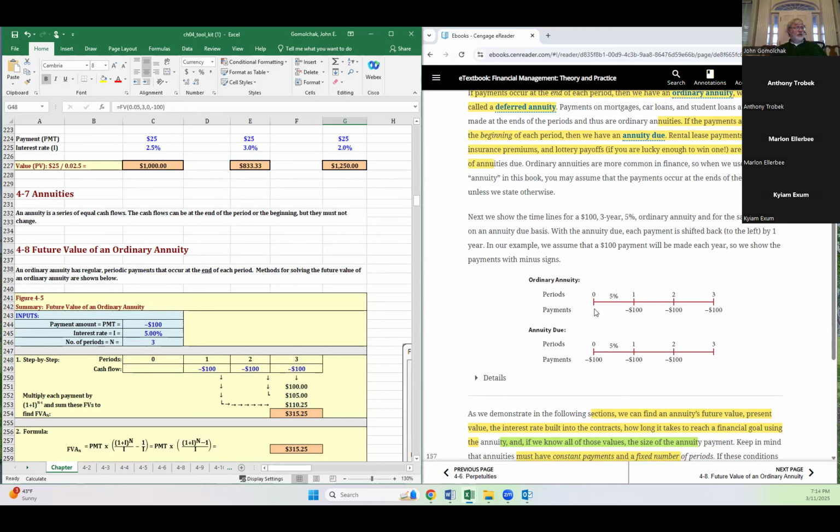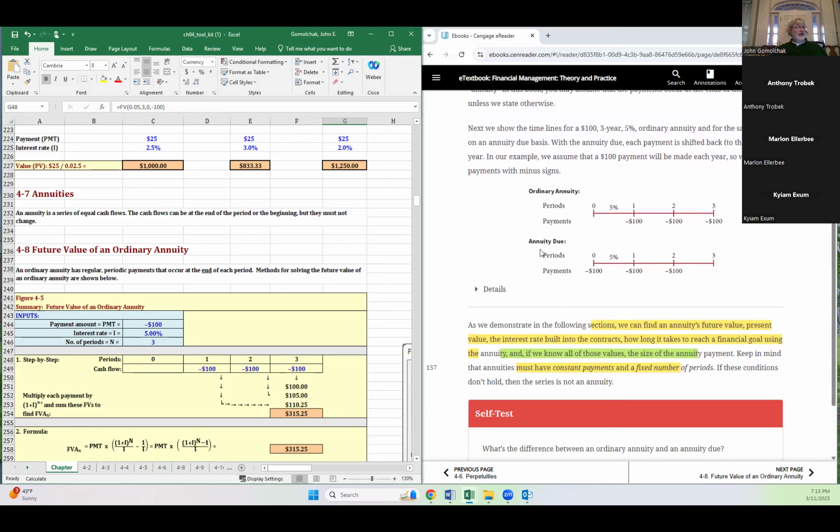And our payments are going to be $100 apiece for 3 years. And once again, this is identical to what you saw in the mini case. So for an ordinary annuity, we start at period 0, we don't get any money. We get nothing. The $100 doesn't occur until the end of period 1, and then again at the end of period 2, and then again at the end of period 3. Since you have these listed out here as negative numbers, this is an annuity that we are paying. So we have to pay $100 at the end of 1, at the end of 2, and at the end of 3.